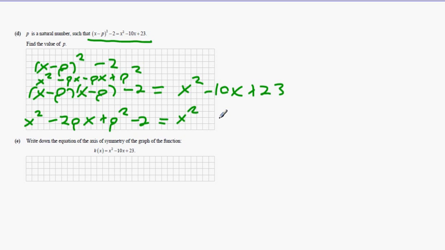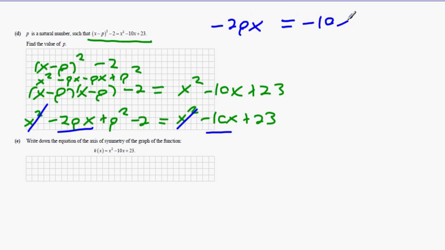Now we're going to match them up on both sides. So look at this. x squared equals x squared. Minus 2px, this one here, has to equal this one here. Therefore minus 2p, cancel off the x's, equals minus 10. P equals 5.